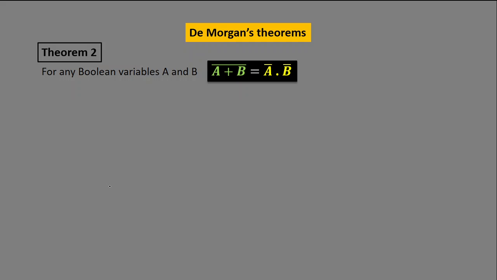Now let us try to prove theorem number 2. In this case, the LHS side is the complement of OR, and the complement of OR operation is nothing but NOR operation. So the LHS is nothing but a NOR gate, which has two inputs A and B, and the OR gate's output is now complemented, so you are getting the complement of A plus B. So this is the LHS side of this equation.